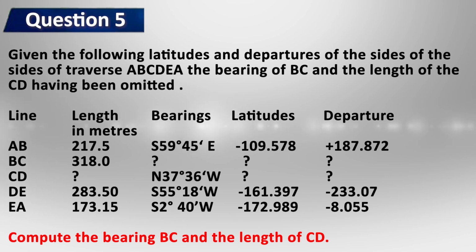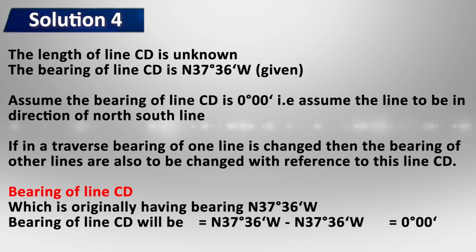In the question, we have to calculate the bearing of line BC and the length of CD. The length of CD is unknown. The bearing of the line CD is given as north 37 degree 36 minutes west. So the length is missing, bearing is known. So what we do, we'll assume the bearing of this line as 0 degree 0 minutes. That is, assume the line to be in the direction of north and south.